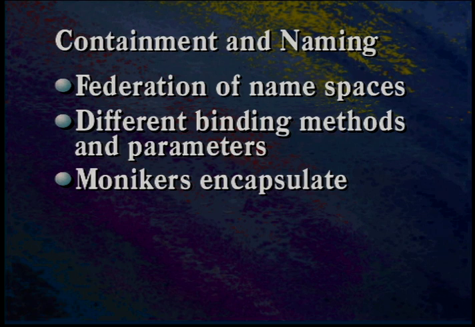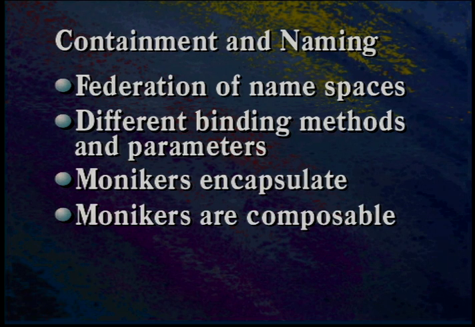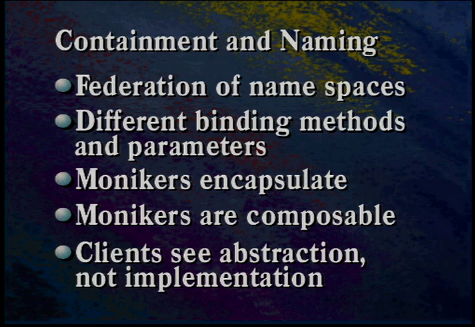The moniker exports a standard interface for binding to the resultant objects. Monikers are composable so that we can make hierarchical paths out of them, analogous to file system hierarchical names. The key elements of this design are that the clients see an abstraction, which is save, load, compose, decompose, and bind. They don't see the implementation.